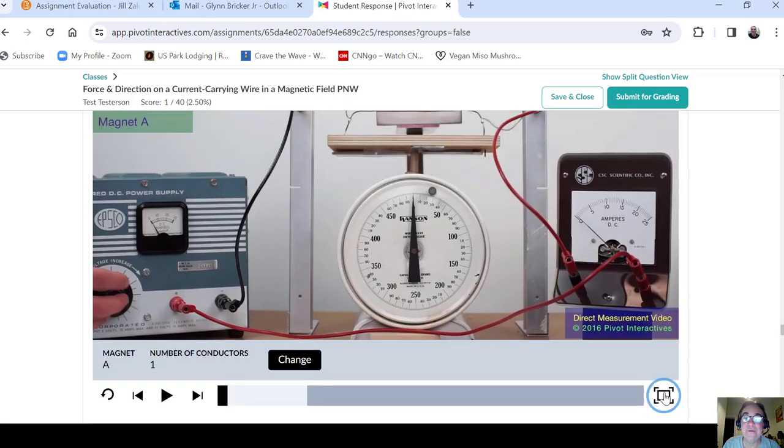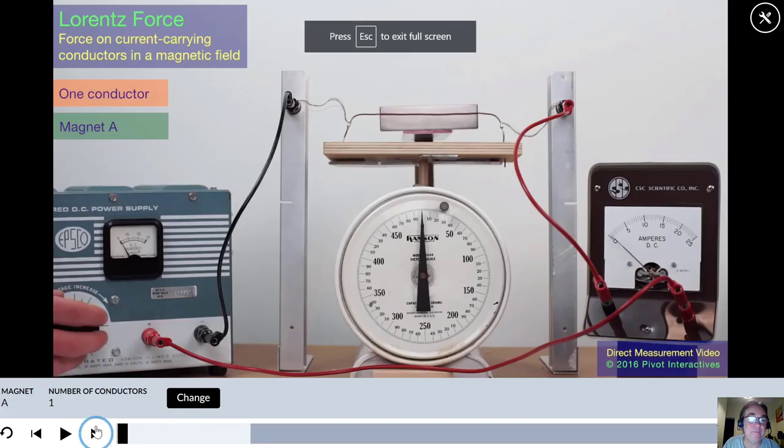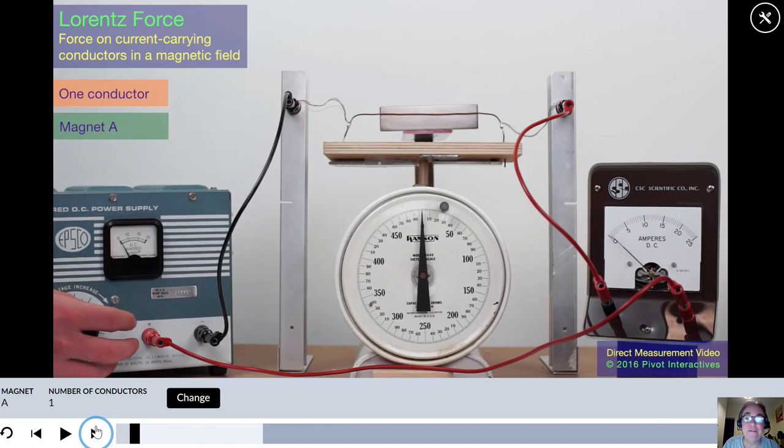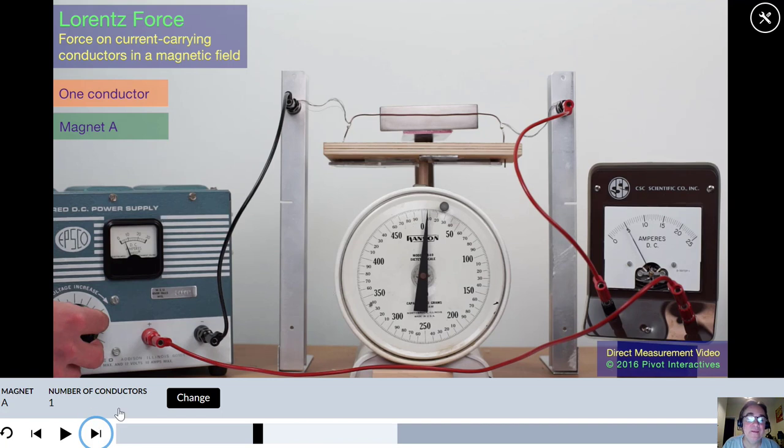Actually, let me just kind of step through here so you can see what it looks like. So they're going to turn it on, and they're going to step through this. They're going to increase the amount of current. It starts at 0. And they've turned it up to, it looks like, 5 amps. And then you could read how much force there is. There might have been one before that, actually, that I missed. Let me go back and see.